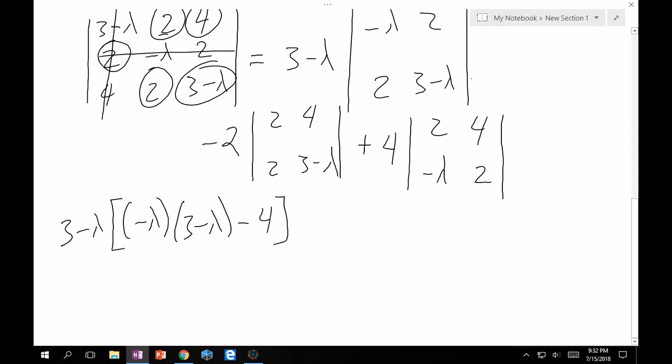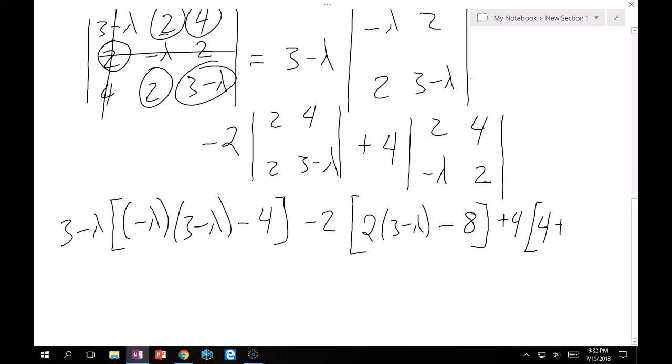And then the second determinant is minus 2 times the multiplication of this. So 2 times 3 minus lambda. And then this is a minus 8. And then the fourth one is just plus 4. And then it's 4 plus 4 lambda.